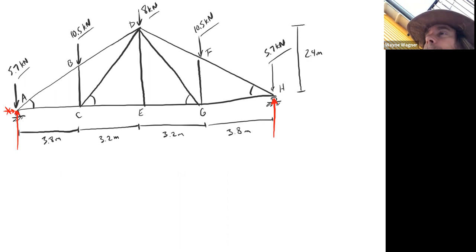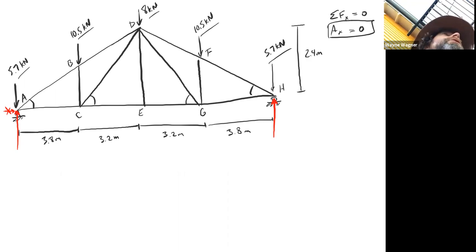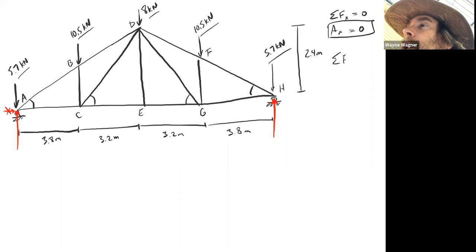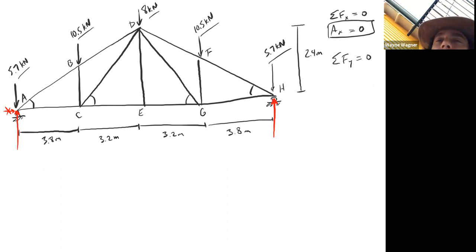So let's go ahead and get those external forces, and then we'll get those angles. Sum of forces in the x equals 0. We've got AX is the only force, so it equals 0. Okay, so that makes our life easier. And then the sum of the forces in the y direction, well, that's a little bit more complicated. It looks like negative 5.7, negative 10.5, negative 8, negative 10.5, negative 5.7.